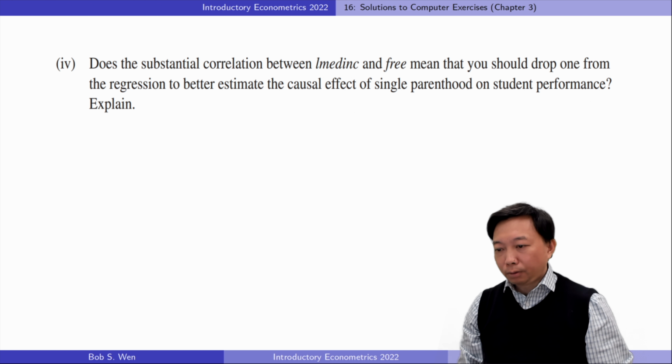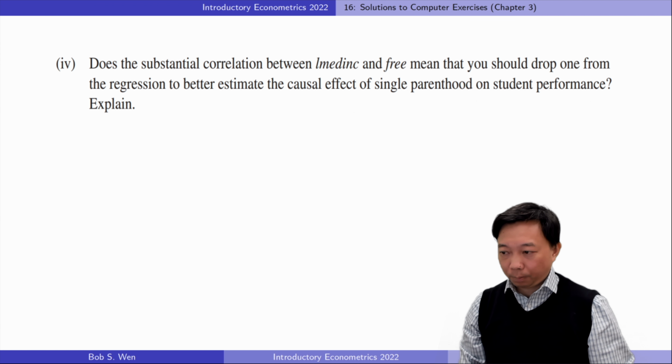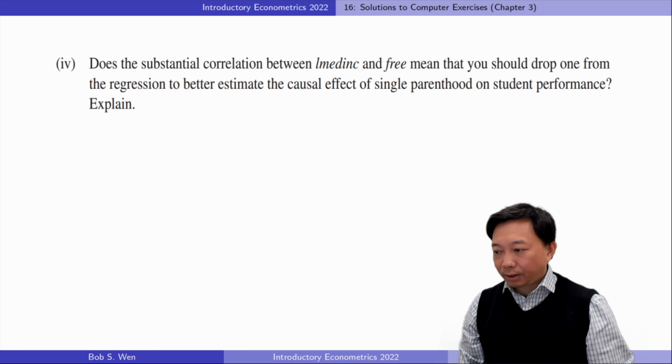The answer is no for the fourth question. The high correlation between family income and students' eligibility for free lunch will not cause the estimates to be biased. It only increases the standard error for the coefficients on those two variables. If we exclude them from the model, the estimate for the causal effect of single parenthood on math performance will suffer from omitted variable bias.